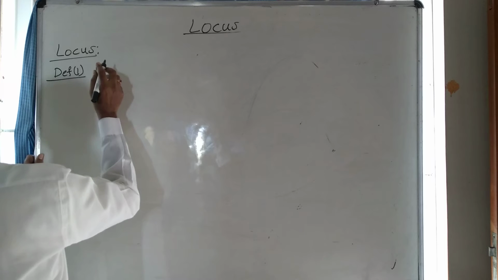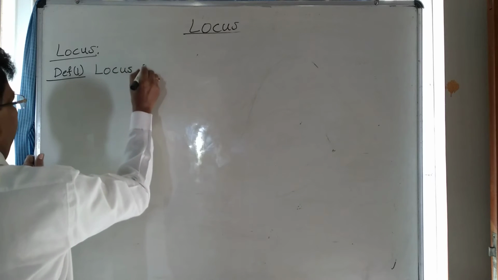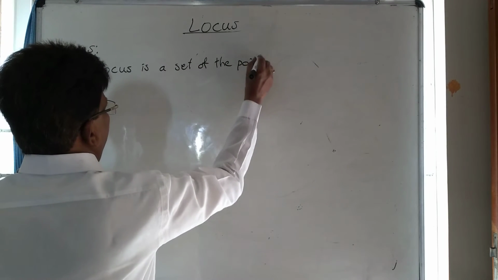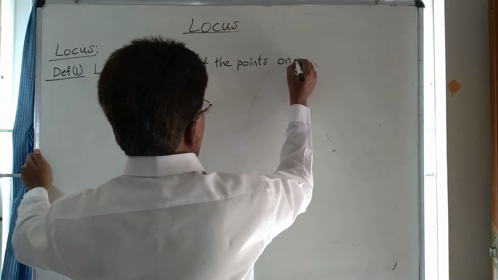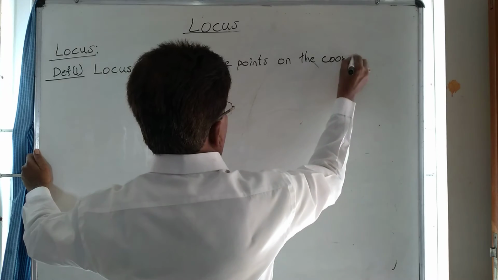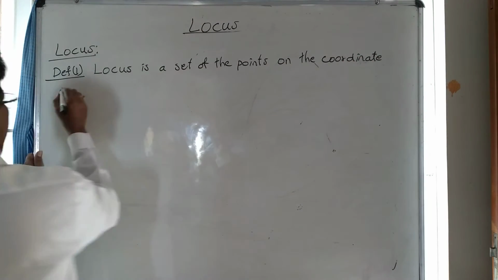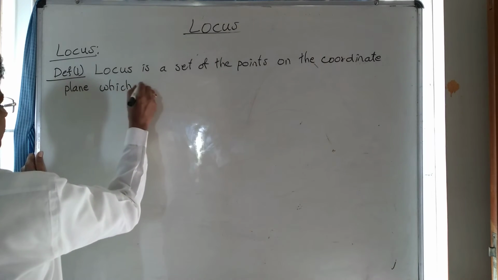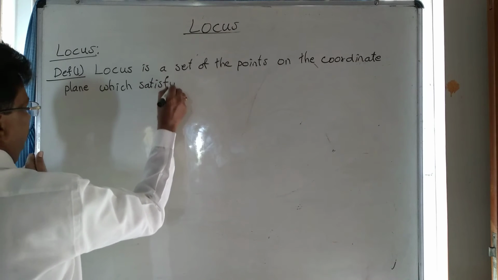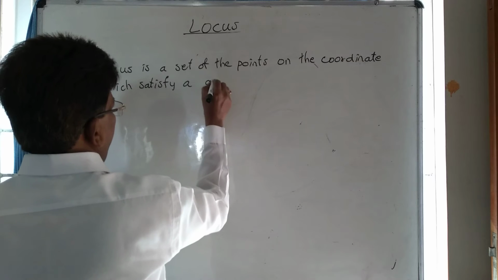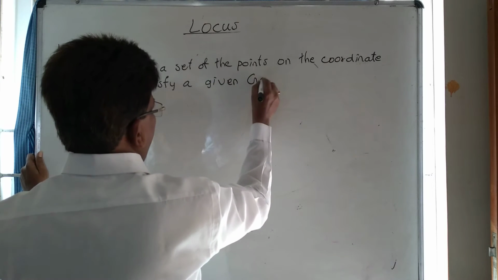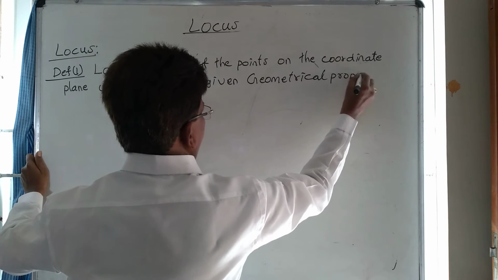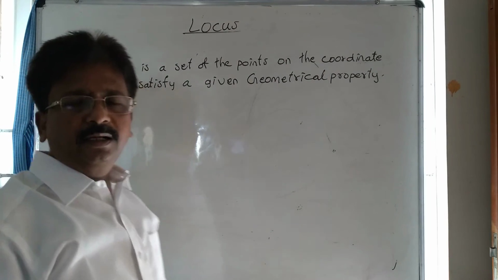Locus is a set of the points on the coordinate plane which satisfy a given geometrical property or geometrical condition. That's all.